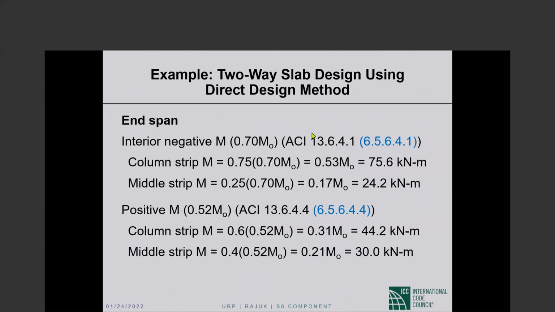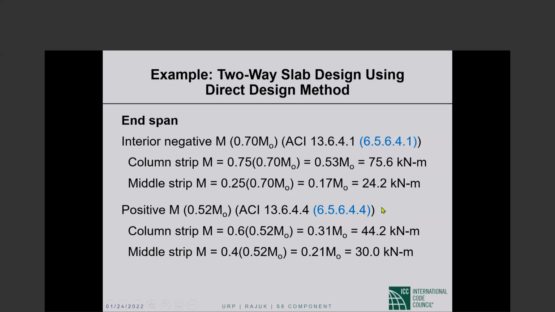Interior negative moment is 70% of M sub 0. 75% goes to the column strip, 25% to the middle strip. The column strip moment comes to 75.6, the middle strip moment to 24.2. This is interior negative moment, column strip so much, middle strip so much.